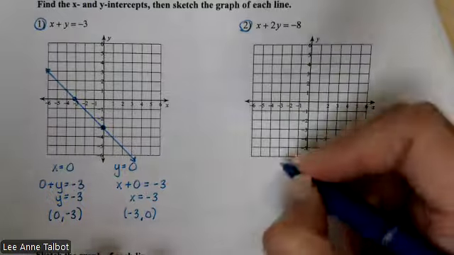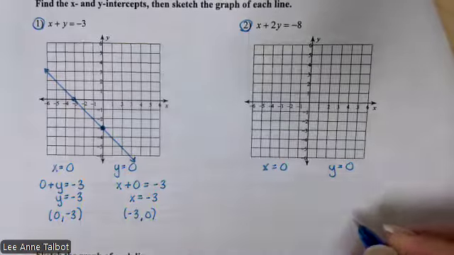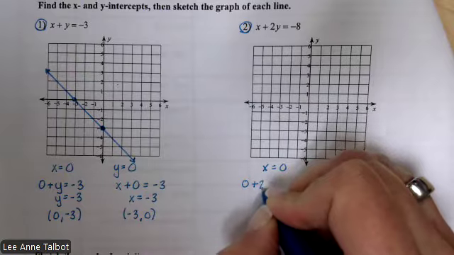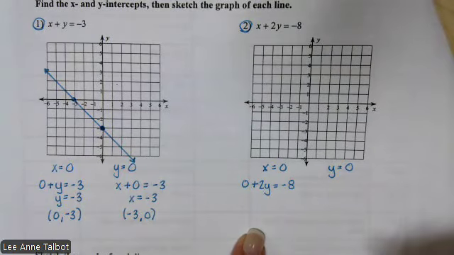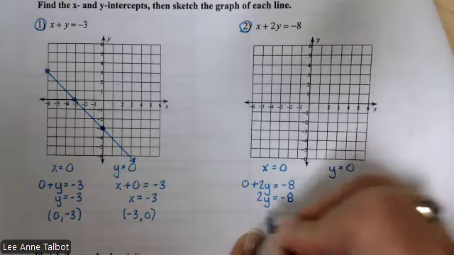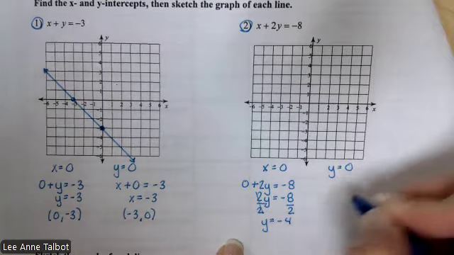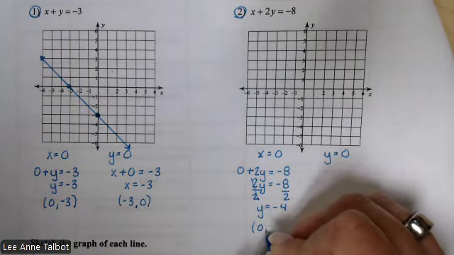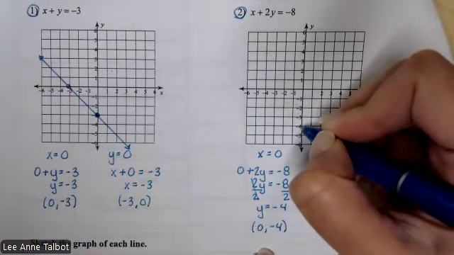Okay. Number 2, x equals 0, y equals 0. 0 plus 2y equals -8. 2y equals -8. y equals -4. (0, -4), which is here.